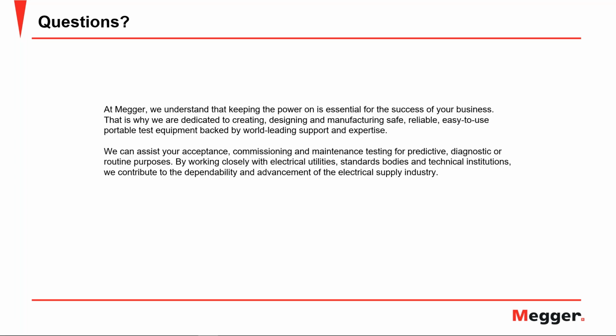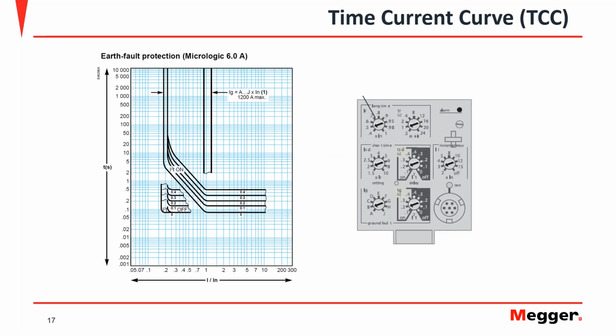And Daniel brought one up in the presentation. I think it was on slide 17, if we can see that. And basically, based on the amount of current that you apply to the device, it's going to tell you how fast that device is going to operate, or how fast it's going to react at that current level.